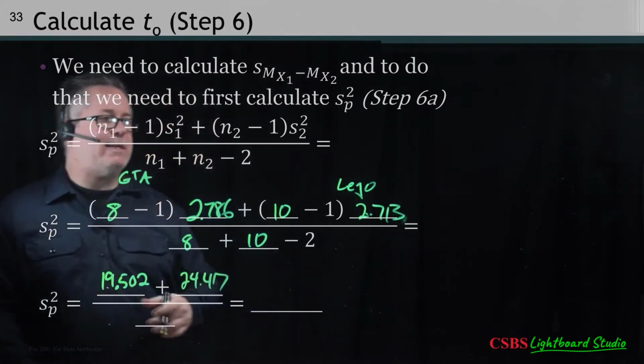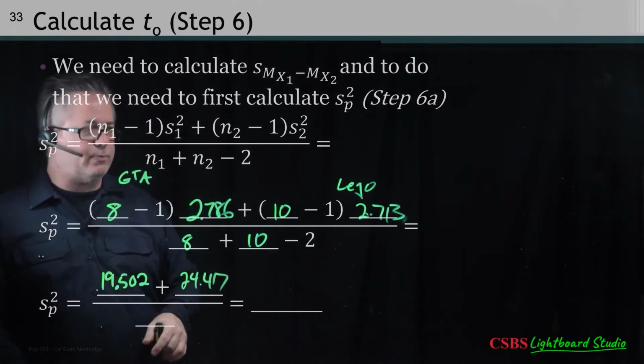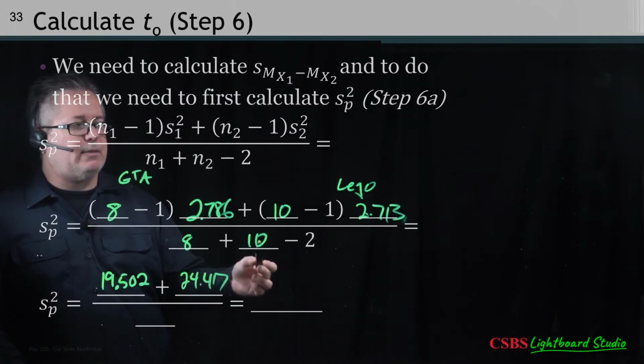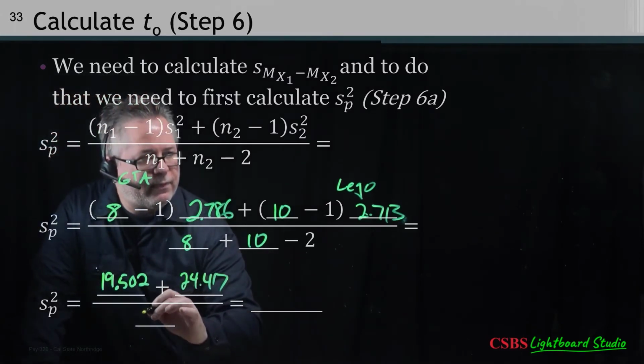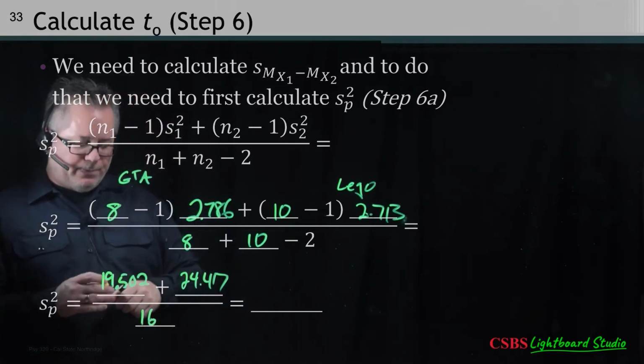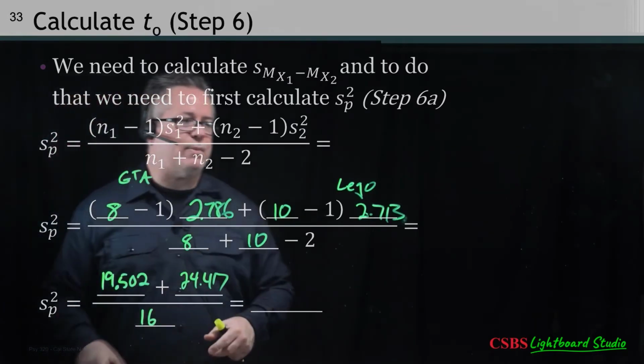24.417 is my weighted variance for group 2, my Lego group. And then 8 plus 10 is 18, minus 2 is 16, which we already sort of had figured out before, but just to remind ourselves, 16. So now all I need to do is add those two together, divide by 16.